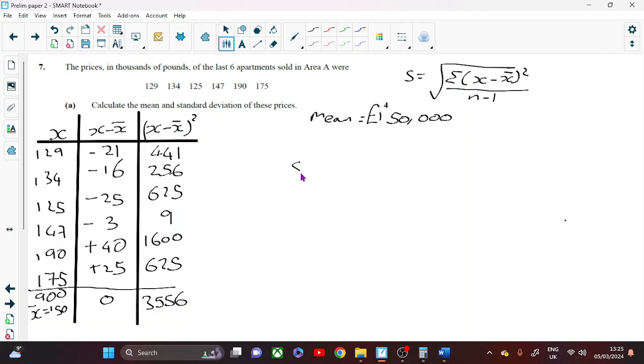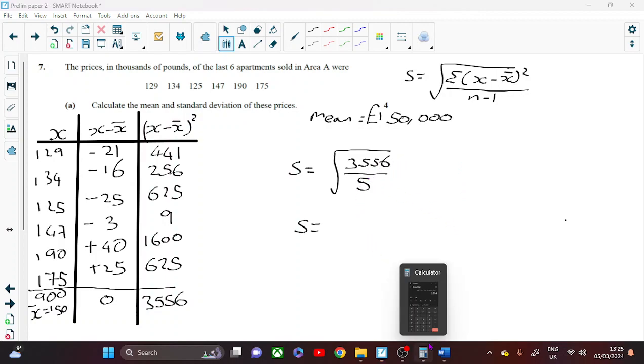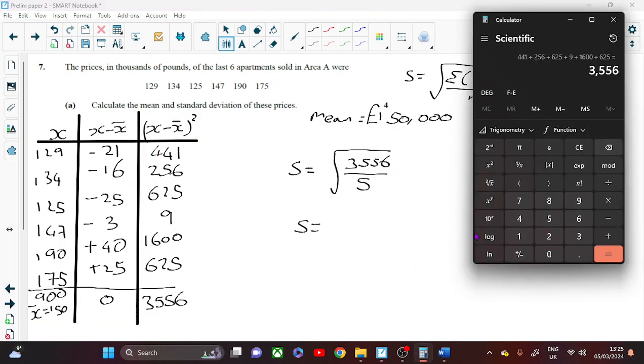So we have got our standard deviation is the square root of 3556 divided by n minus 1. So we've got 1, 2, 3, 4, 5, 6. So 6 minus 1 is 5. We are not going to get a whole number here. We've got the square root of 3556 divided by 5. I am going to do that in one fell swoop.